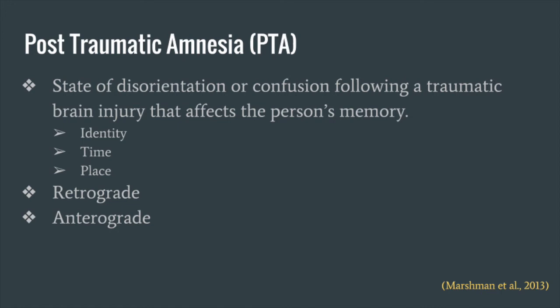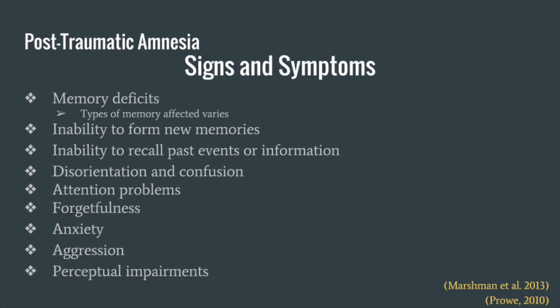The amnesia can be retrograde, which affects past memories, or anterograde, which affects the formation of new memories. Amnesia can range from a specific deficit in memory, such as isolated visual recall, to a more severe global impairment that can affect new and old memories.